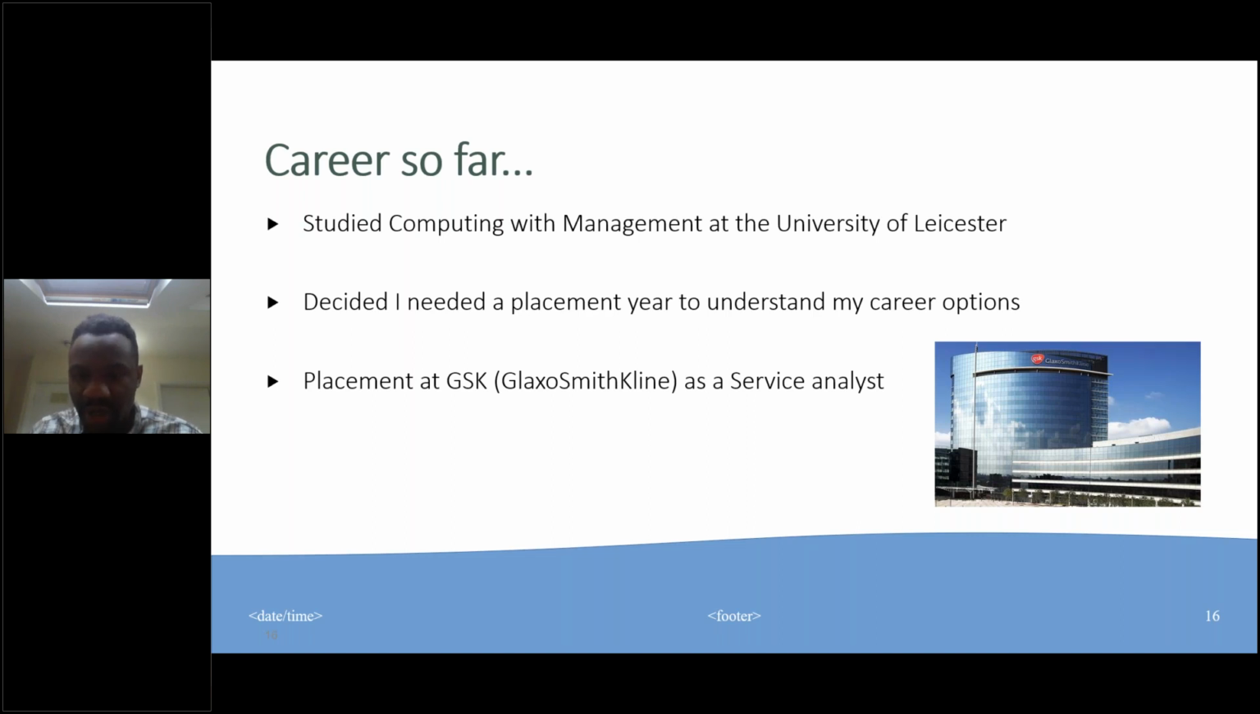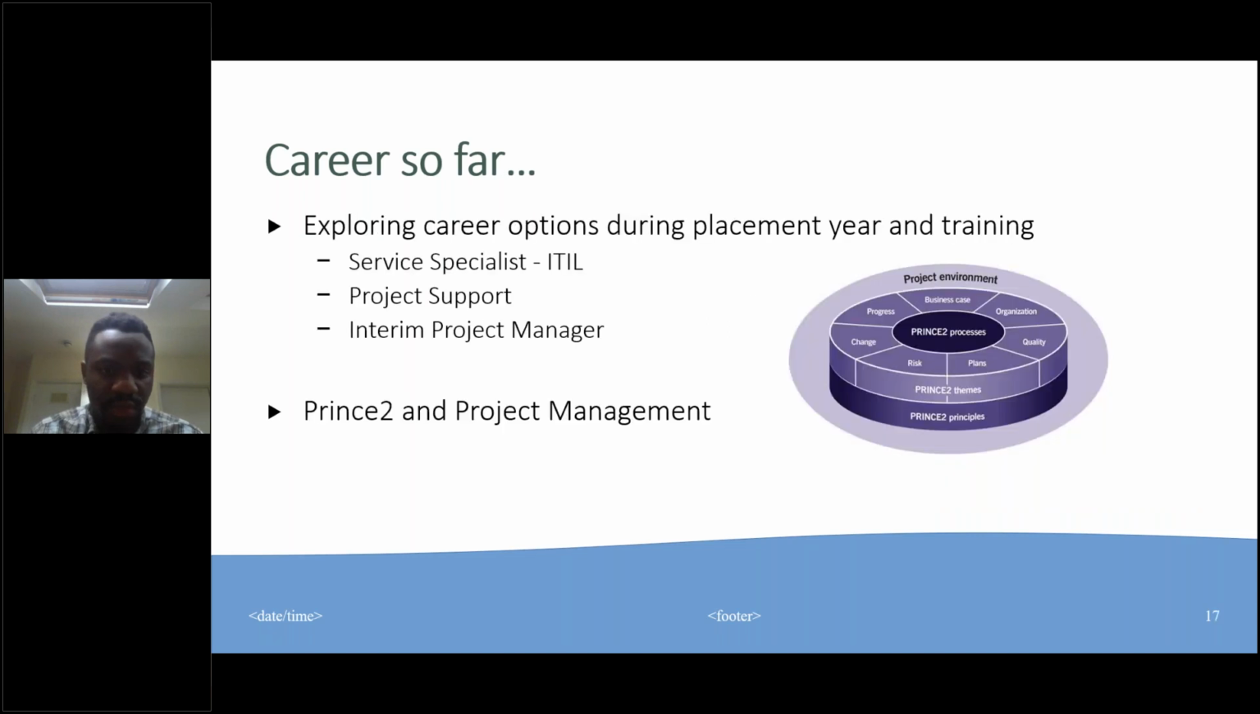Some of you might recognize this building. But this was quite an interesting experience for me because, as you can see here, I actually joined as a service analyst. If we go on to the next slide, please. So during my time working as a service analyst, I went through different opportunities. You can see I also worked as a service specialist where I got an insight into the ITIL methodology, which is basically a way of running, I would say, IT projects or IT operations, to be more exact.